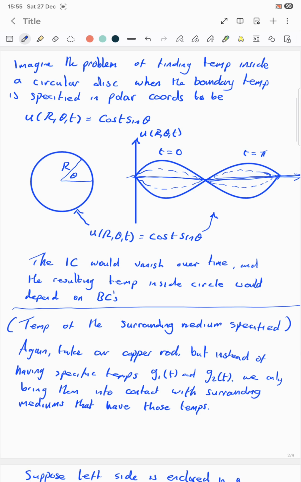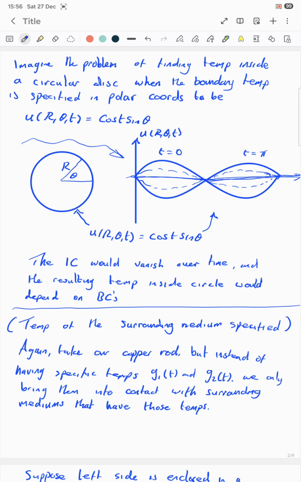Now imagine the problem of finding the temperature inside a circular disk when the boundary temperature is specified in polar coordinates to be u(r, theta, t) equals cosine t times sine theta, which is graphed here. Now the initial condition would vanish over time, and the resulting temperature inside the circle would depend on the boundary conditions. Now the temperature of the surrounding medium is specified.